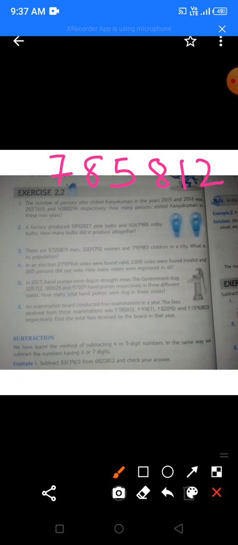7,85,812. Then we have 1,7,8,9,9. Then we have 0,9. The third exam. See children, you should not miss like this. You should be very careful while writing the numbers. If you miss one number, you will get the whole answer wrong. You should ensure that you are writing each and every number.